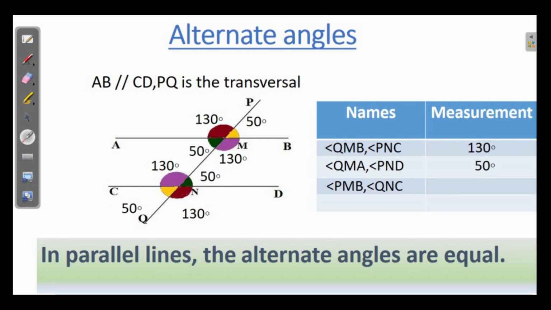Then the last pair is angle PMA and angle QND. The measurement is 130 degree. In parallel lines, the alternate angles are equal. In the same way, if the alternate angles are equal, then the lines will be parallel. That also you have to bear in mind. Okay, thank you.